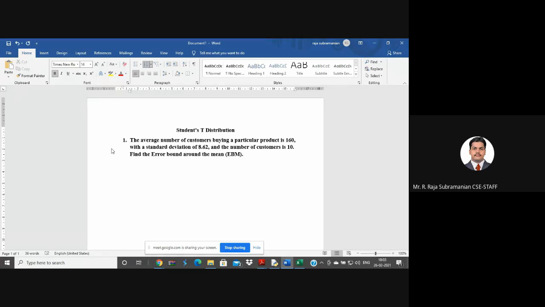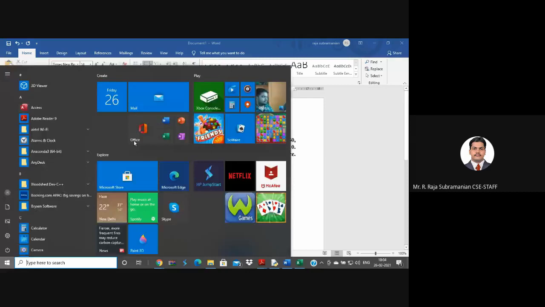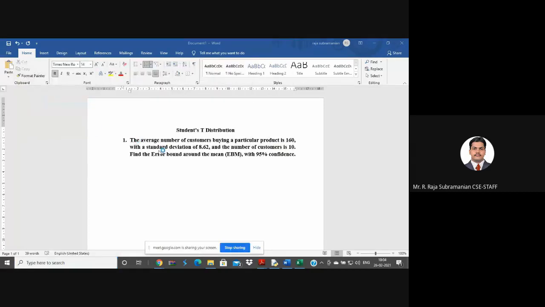Sometimes the confidence interval will be given in the sum itself. I can also state here, with 95% confidence, I have to calculate the error bound around the mean. So, what is that error bound around the mean? I'll open this.